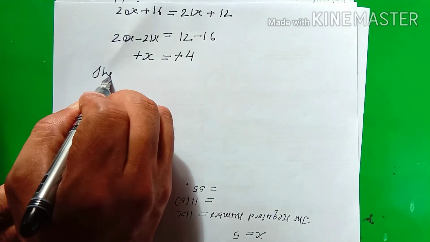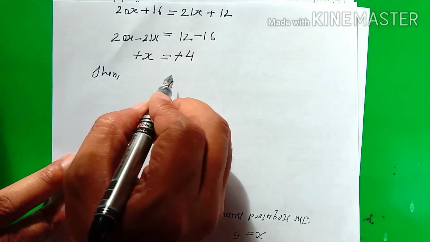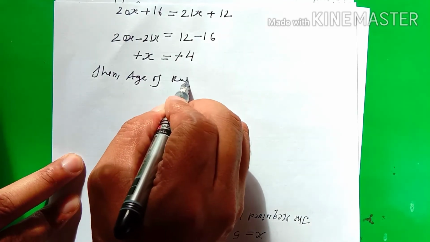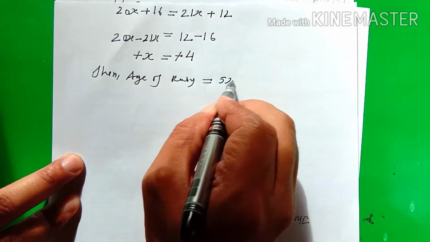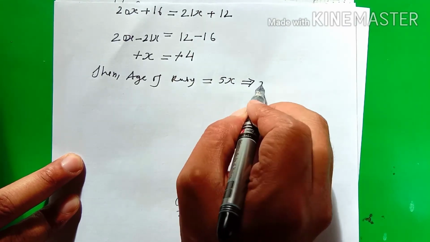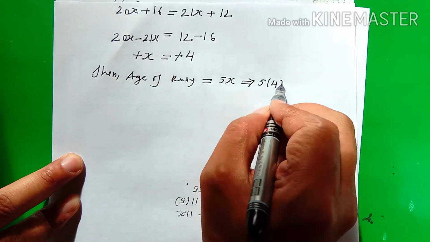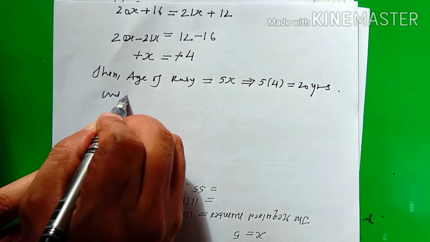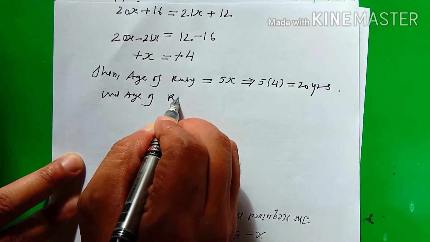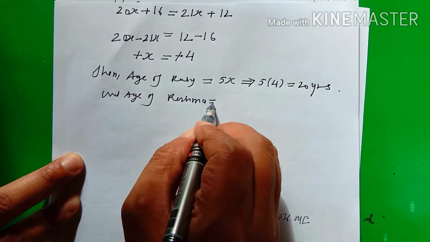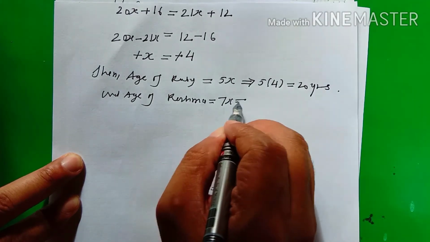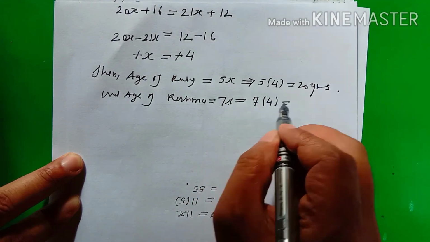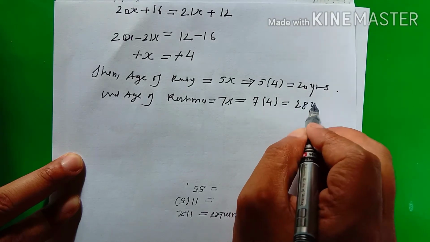Then now we can substitute the value of x in Ruby's age and that of Reshma. Therefore the age of Ruby, which we have taken as 5x, implies 5 into the x value I've got here, 4. 5 4s are 20 years. And the age of Reshma, which is 7x, implies 7 into x, x means 4, which is equal to 7 4s are 28 years.